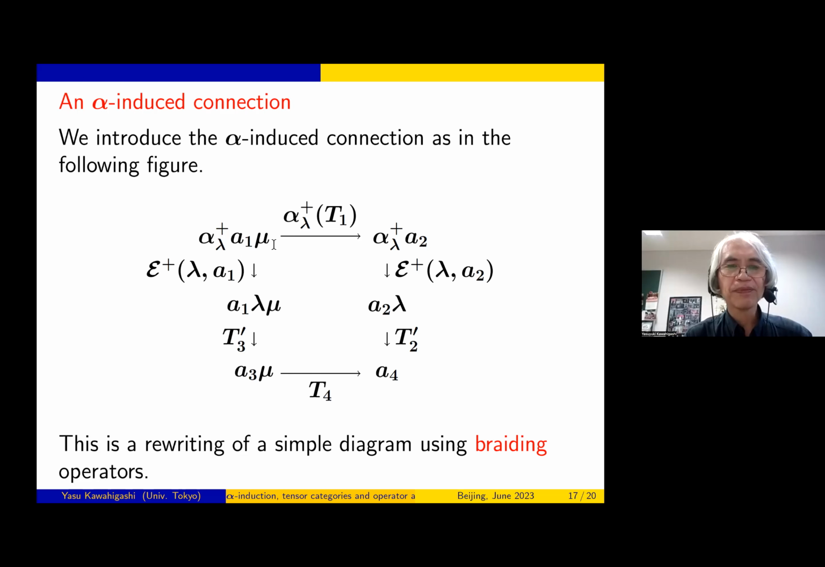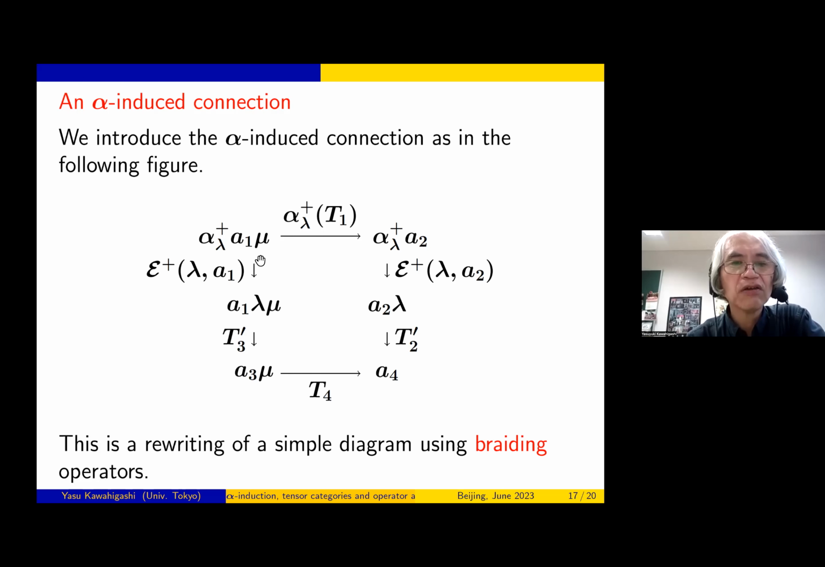Yeah. Then on the upper left corner, we have alpha lambda plus A1 mu. And upper right corner, we have alpha plus lambda A2, and also some other endomorphisms at the 4 corners. And here now we have 2 more endomorphisms: A1 lambda mu on the left, and A2 lambda on the right. And they are identified with the upper left corner and upper right corner using braiding unitaries.